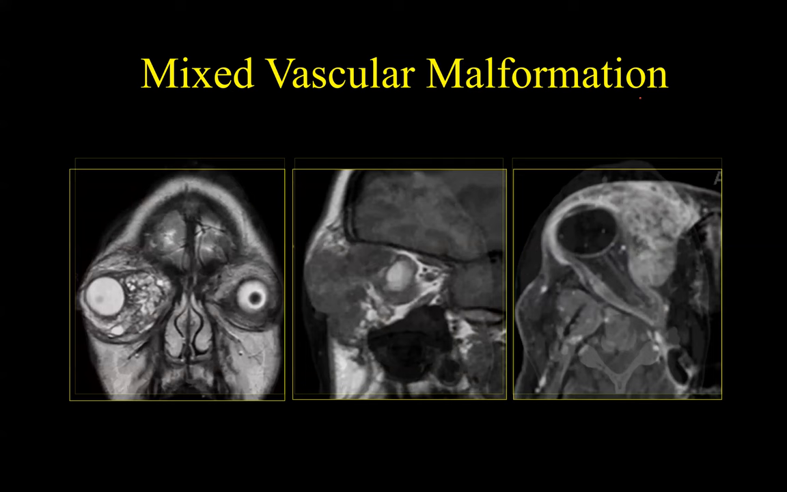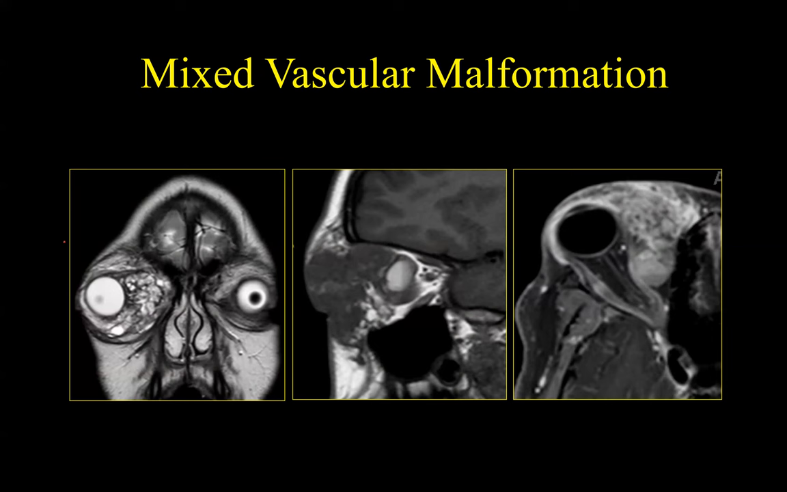Another example here, this is something involving the orbit. So we can say, well, hold on for a second. Is this a cavernous malformation or a venous malformation? Well, not completely. Notice how on the T2 weighted images, we can see the high T2 signal, so it's lymphatic. When we give contrast, we can see that there's linear enhancement right here. So when we see something like this, again, we can make the diagnosis of that mixed vascular malformation.